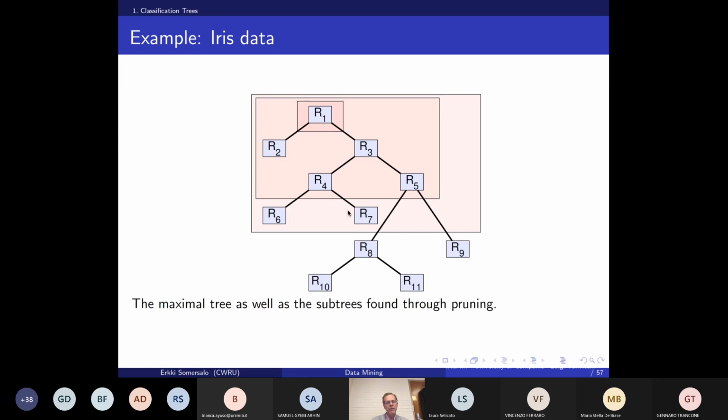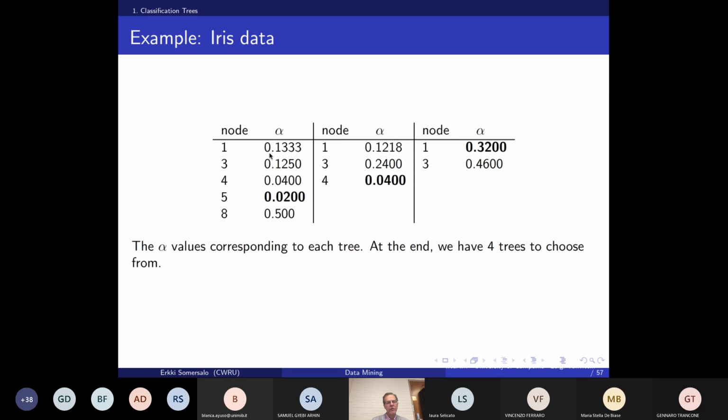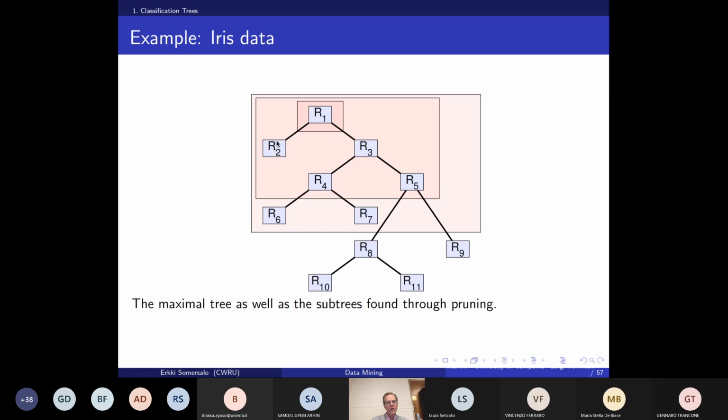I have already indicated here what the pruning process is going to give me. The first pruning is going to take place from R5. The next pruning will take place at R4, and the third pruning is going to be at R1. These are the minimal alpha values, and here are my alpha values. First I'm testing where to cut. What are the possibilities? 1, 3, 4, 5, or 8. Those are the non-leaves.